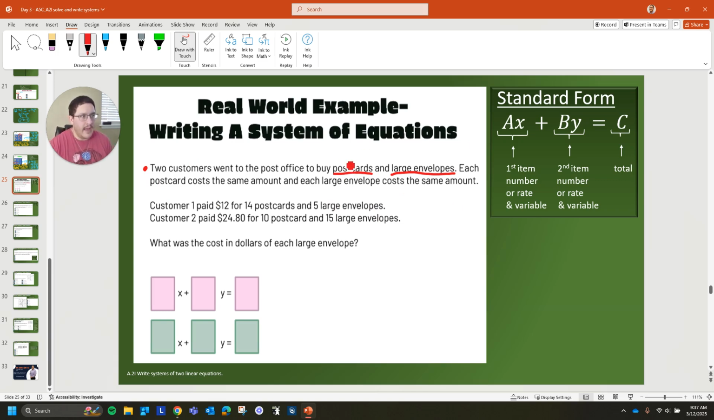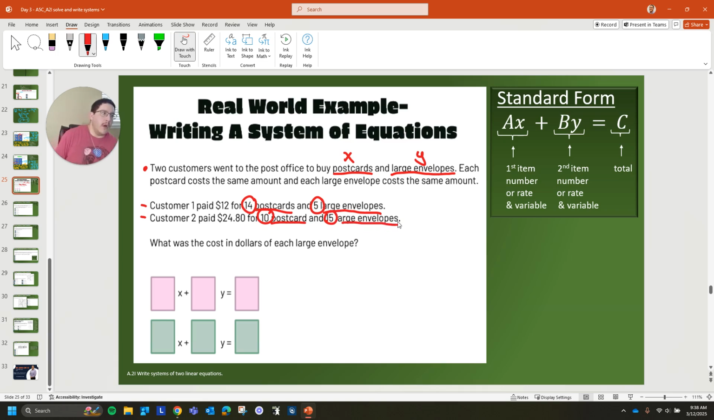So we're going to choose one variable for postcards. We don't know what this is. We'll say postcard is X, and large envelopes will be Y. Again, we don't know. However, we do have the following information here. Customer 1 paid $12 for 14 postcards and 5 large envelopes. And then customer 2 paid $24.80 for 10 postcards and 15 large envelopes.